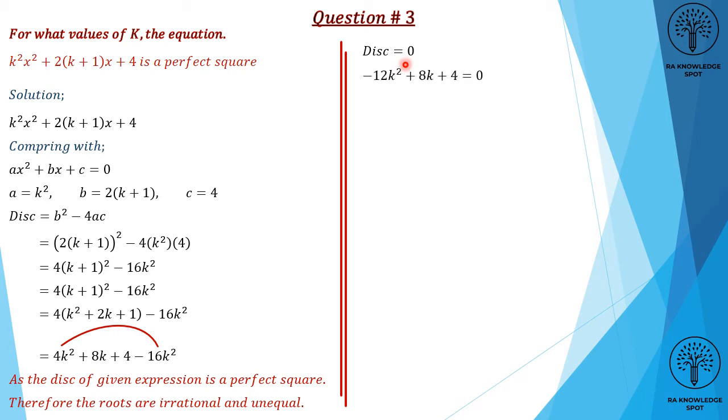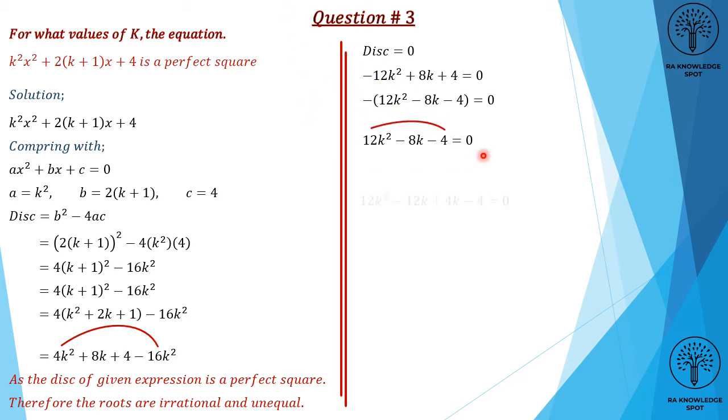Now this is your discriminant, and after solving, 16 minus 4k you will get minus 12k square, 8k plus 4 will be as it is. The discriminant is equal to 0. Now the minus is common: minus minus plus, minus plus minus, and minus plus minus. Then we are going to shift the minus to the other side, it will be 0. In one of my videos I have given you the detail of how this minus becomes 0 on the other side when you take it across.